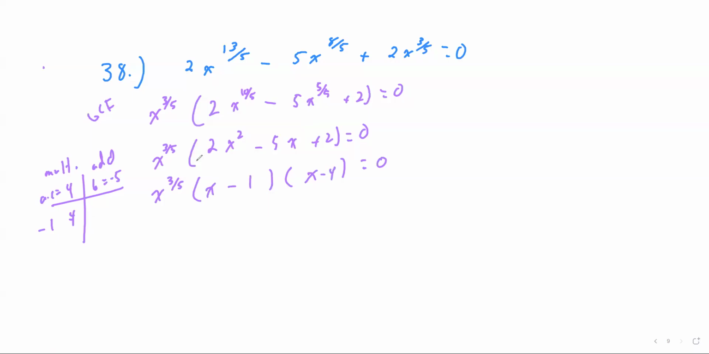Then I have a leading term that's not a 1, so I need to divide by 2. So I get x is 3/5. Couldn't simplify, so this now becomes 2x minus 1. And then this does become x minus 2 because that did simplify. Now I can set each factor equal to 0.